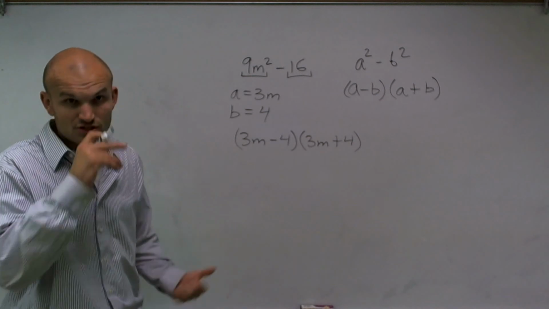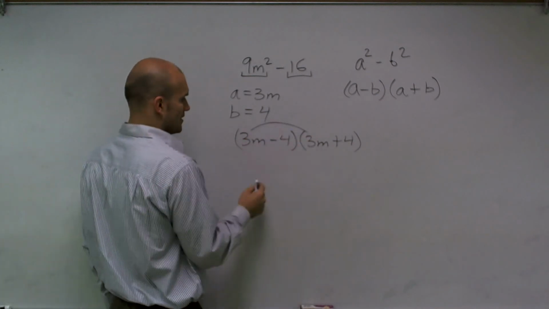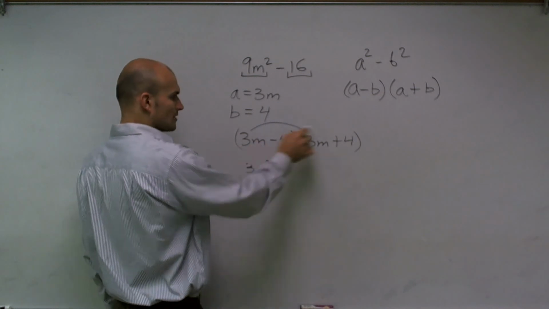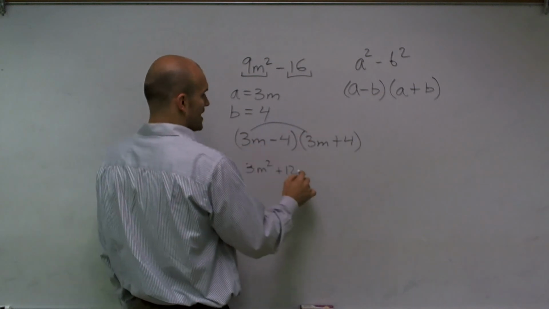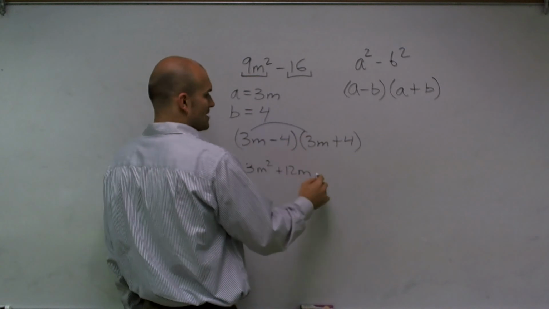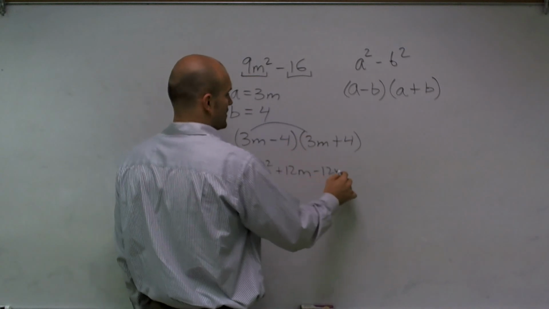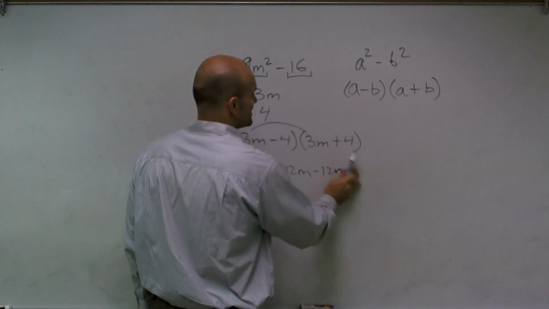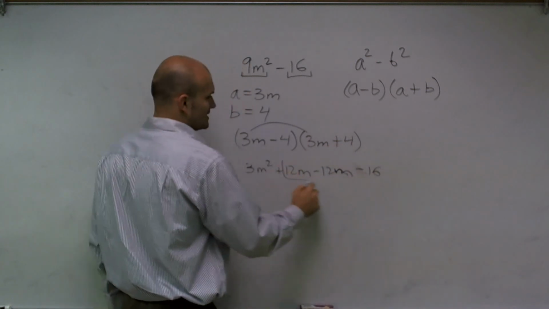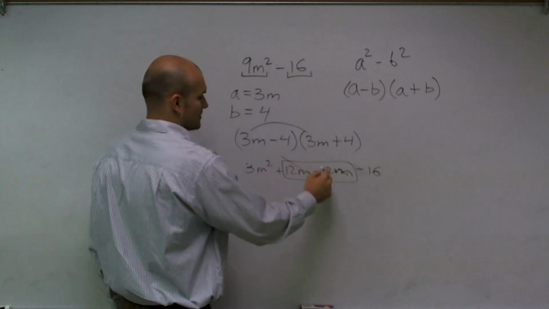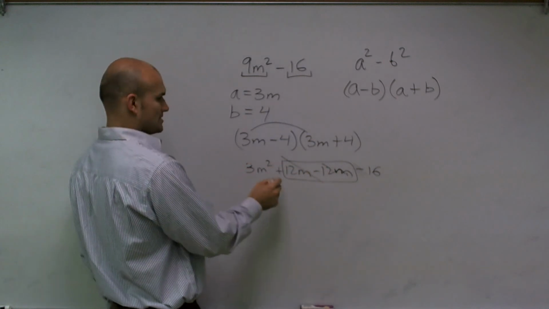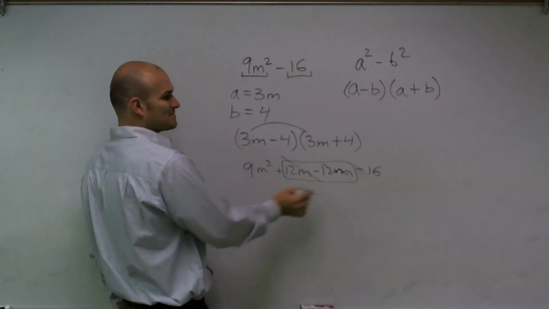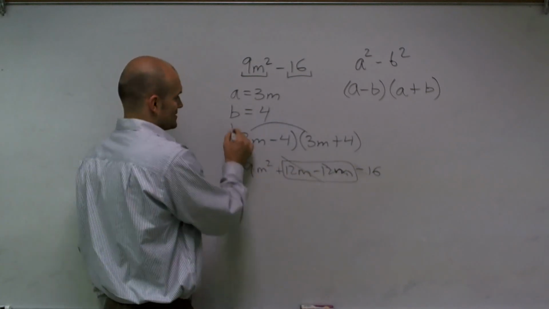Now, like I said, we can always check our work by doing the FOIL technique. 3m times 3m equals 9m squared. 3m times 4 equals a positive 12m. Negative 4 times 3m is a negative 12m. And negative 4 times 4 is a negative 16. These two middle terms are going to cancel out, and you're just left with 9m squared minus 16, which is your final answer.